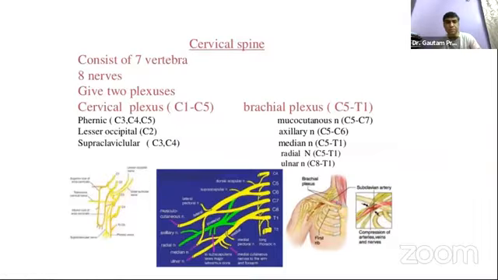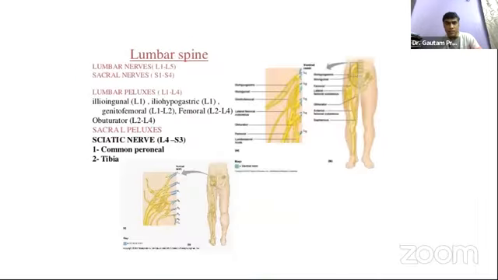We should be well aware of the various plexuses, the brachial plexus, as well as the lumbar and the sacral plexus.